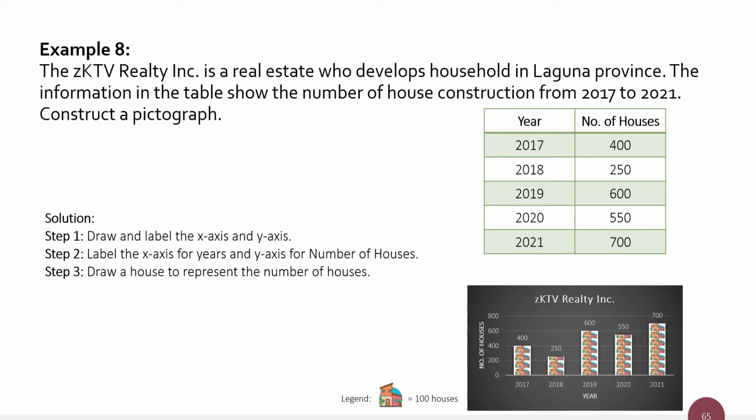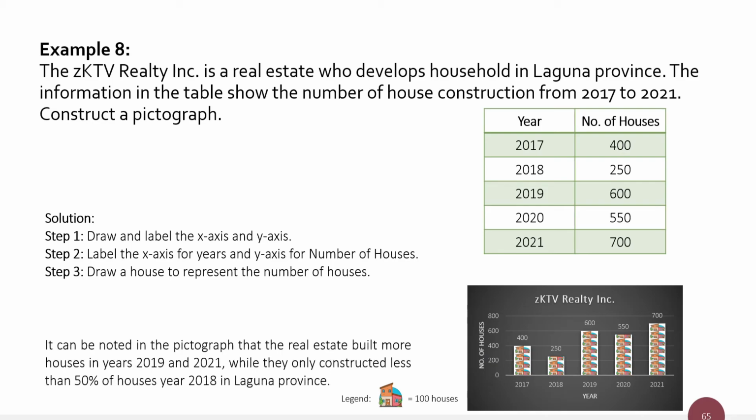Okay? So kung titignan nyo yung 2017, since 400 to, and ang isang bahay is may 100 houses, meron tayong 4 na bahay. So buong-buo siya. So sa 2019, kung 600, then ang isang bahay is may 100 houses, so meron tayong 6 na bahay. And so on and so forth. Okay? So basta, ang goal natin dito is itapat sa ating y-axis yung ating value, kasi ang ating y-axis ay nagre-represent ng number of houses.